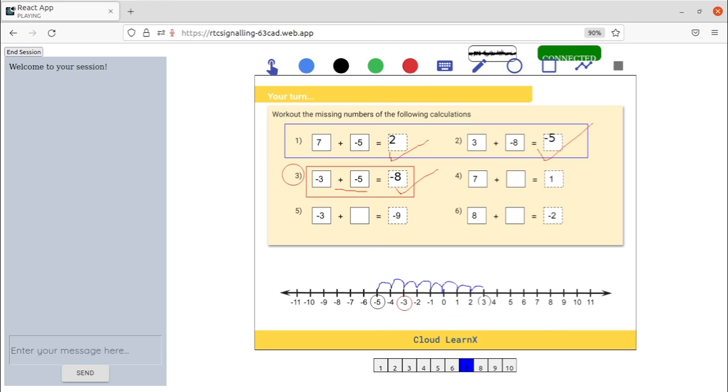Right then, I'm going to move on to the next and last phase of this session.